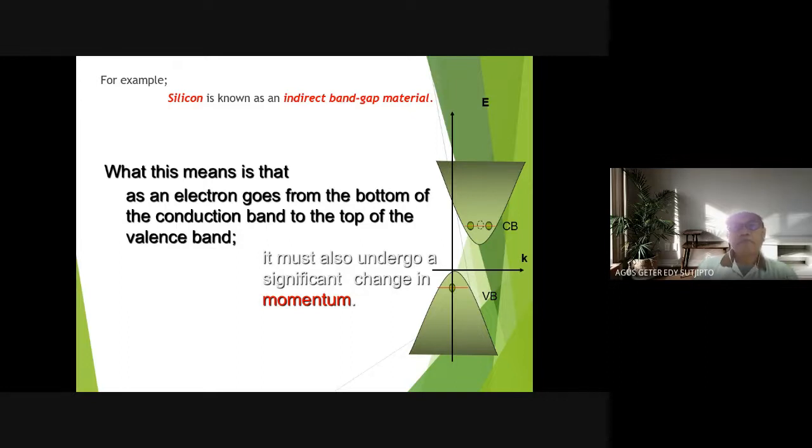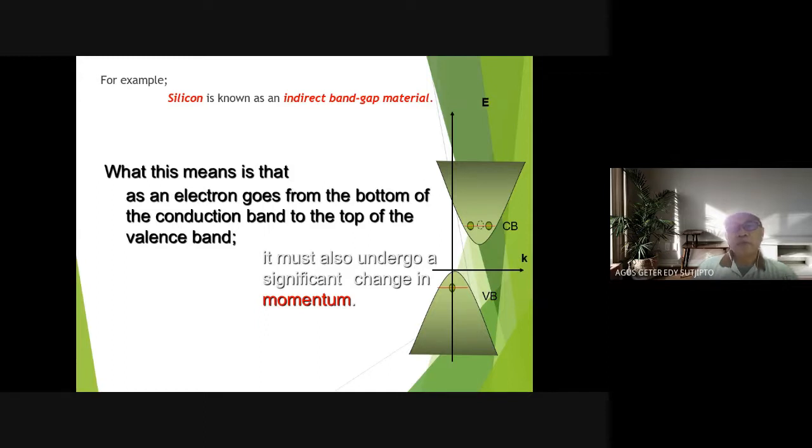Indirect band gap materials are different in the momentum, different in the vector of the momentum. We know that the electron is moving in the band gap, but there are two kinds of band gap: direct and indirect band gap.